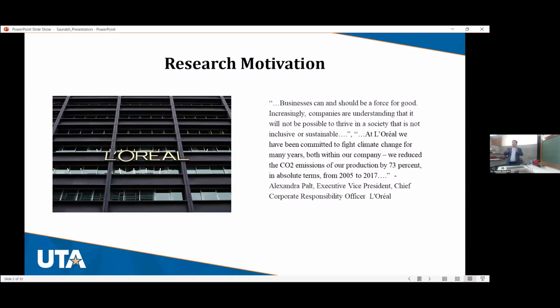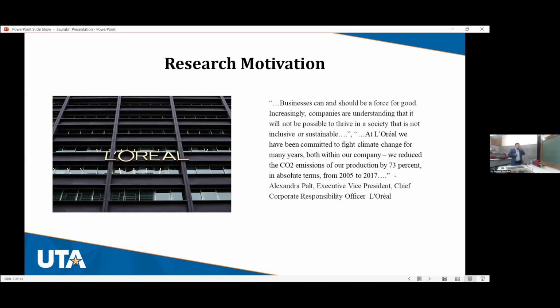How businesses operate, we're seeing a tremendous change in it, especially over the last decade. Companies are realizing that consumers are becoming more and more environmentally conscious. They care for the environment. They are looking for firms that provide a sustainable alternative. And so companies realize that going forward, it's going to be very difficult to operate in a society that is not very inclusive, that doesn't focus on climate change and the environment.